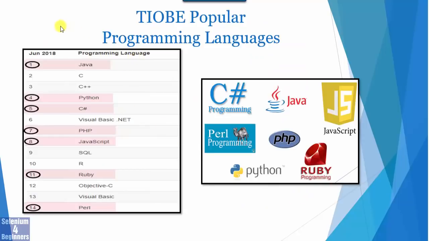Java is the most popular programming language according to a tracking index by TIOBE. One of the reasons why I chose Java is because it is the most popular language.